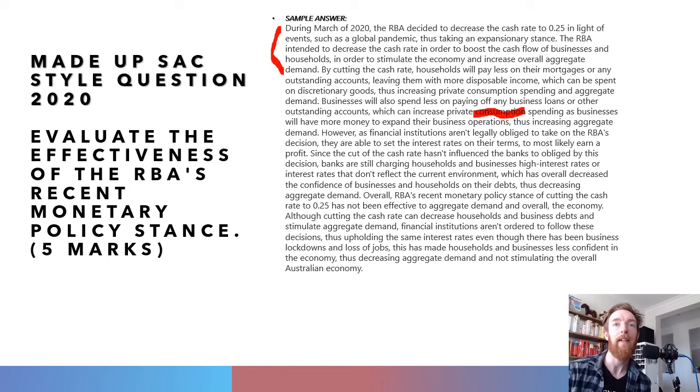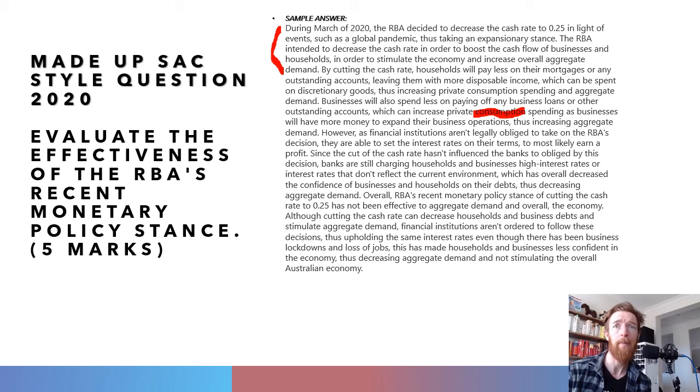However, financial institutions aren't legally obliged to take on the RBA's decision. They are able to set interest rates on their terms to most likely earn a profit, and since the cash rate hasn't influenced the banks, they haven't been obliged to take on this decision, and banks are still charging households and businesses high rates of interest that don't reflect the current environment, which has decreased the confidence of businesses and households on their debts, thus decreasing aggregate demand.